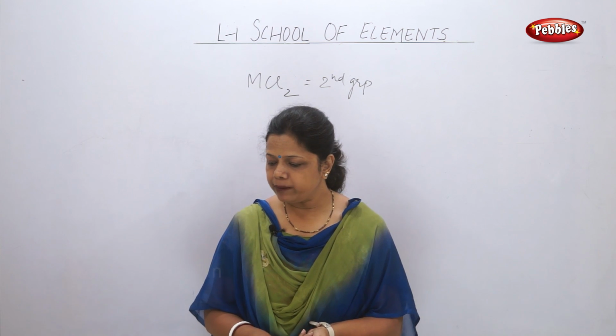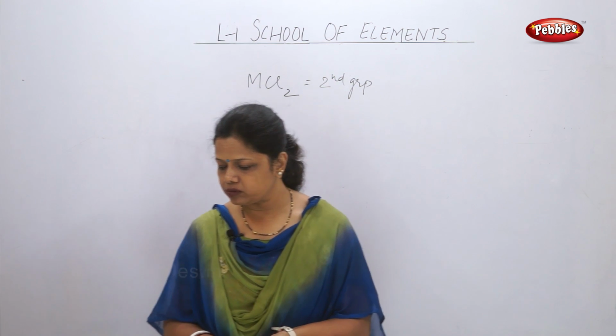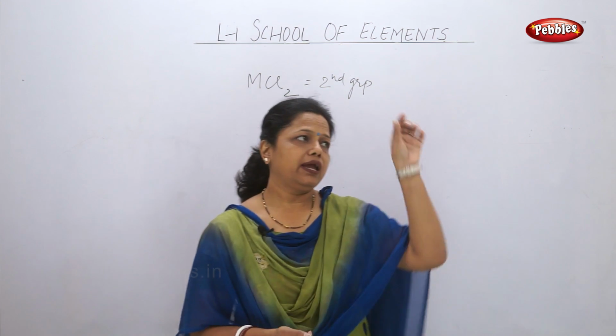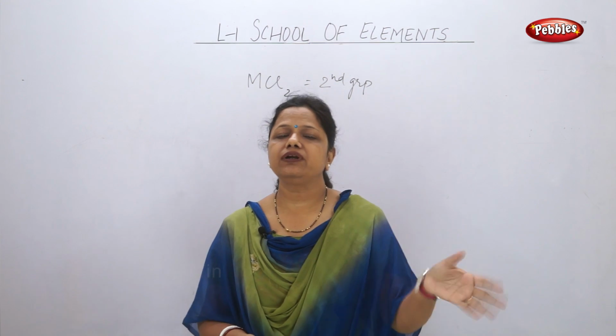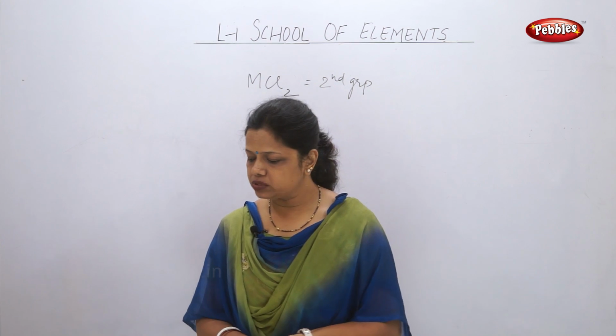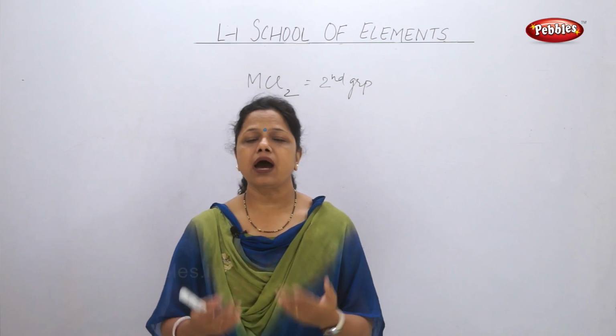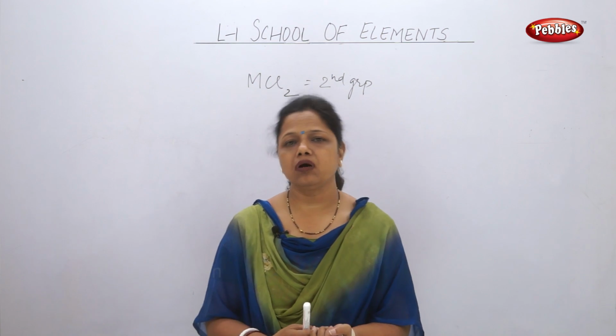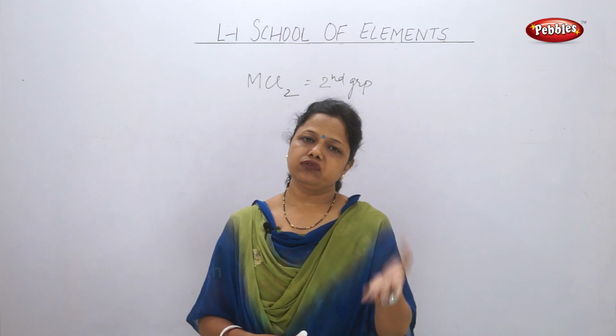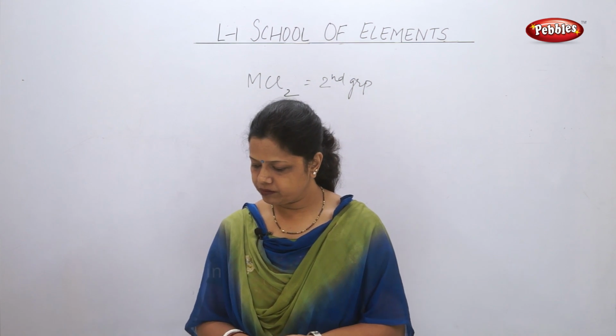Second one, name 3 elements with filled outermost shell. Now the group 18 will have totally filled atomic shell, and those are helium, neon, argon, krypton, xenon, all these names are there. Any 3 names you can write.